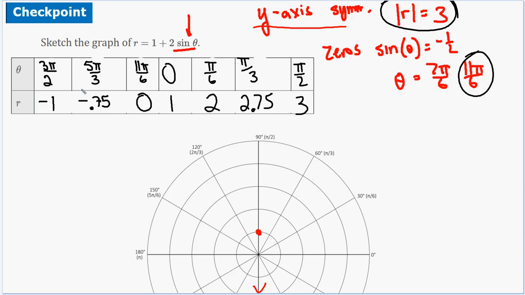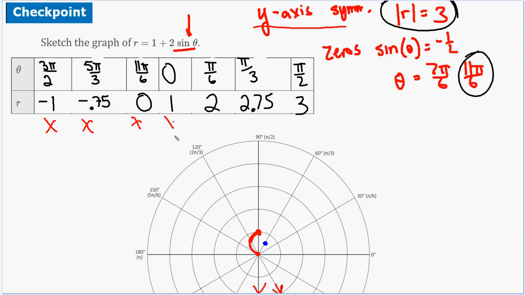At 5/3 pi, that would be going down this way, is -0.75, so right about here. The reflected point will be over here. Oops, nope, wrong ray. There it is. So I'm going to connect these in order. We started here, we come down to this one. At 11 pi over 6, we're at the origin. So we're at the origin now.